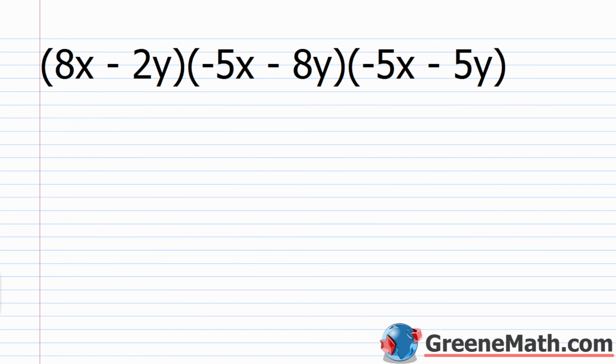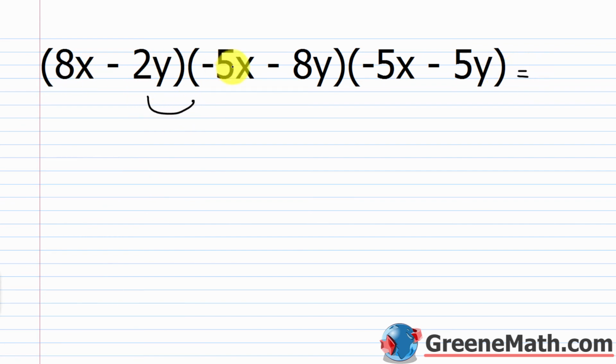All right, so for this last problem here, we can't use FOIL to get the product of three binomials. But what we can do is use FOIL for the product of any two. So if I wanted to start out by multiplying these two together, I could use FOIL here. Then once I got that product, I could multiply it by this guy. Again, you can only use FOIL for the product of two binomials. Very important that you understand that. So let's go ahead and use FOIL to multiply these two together.